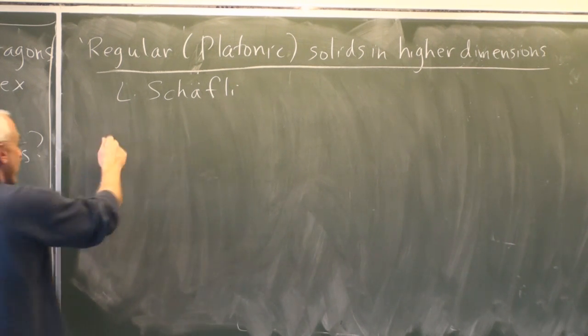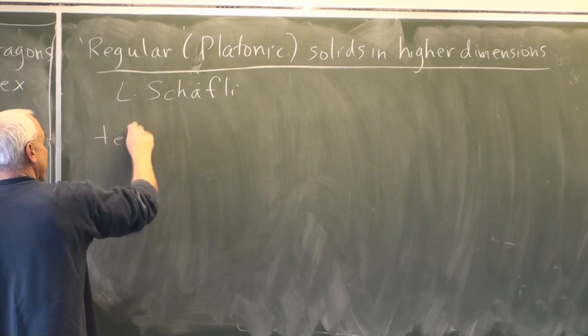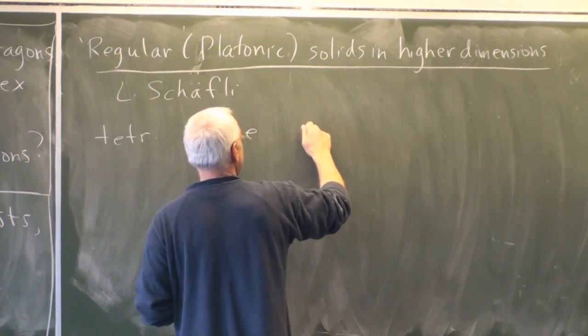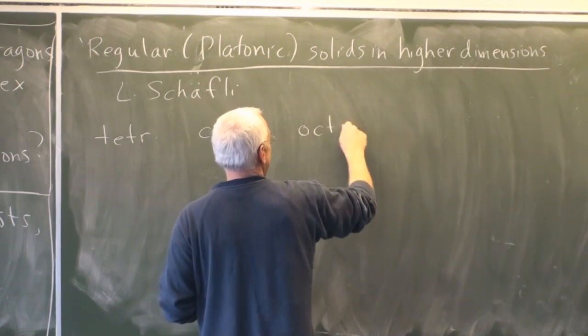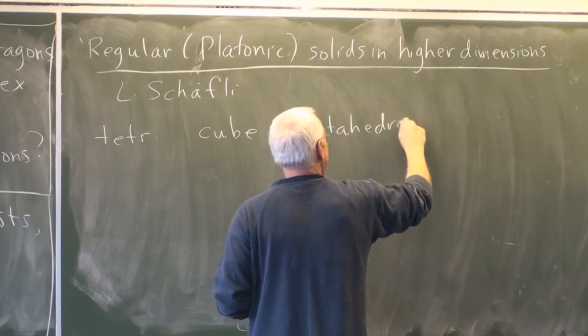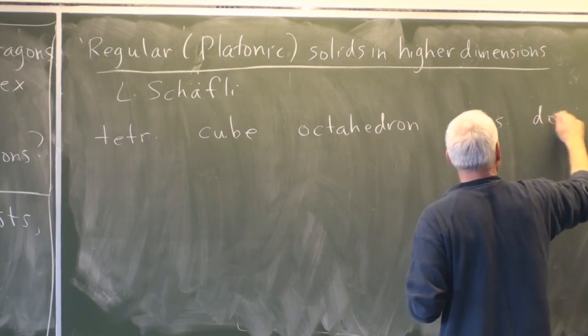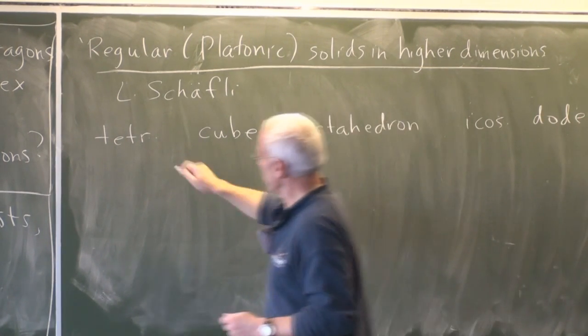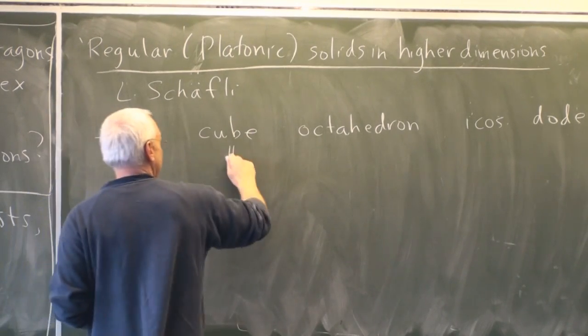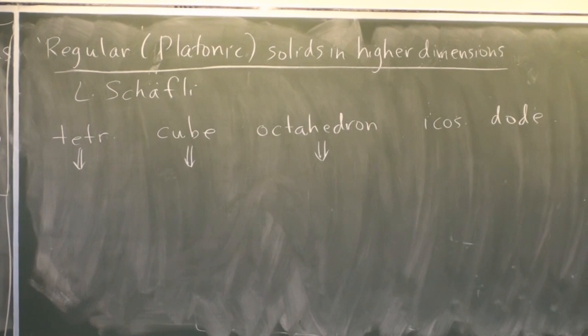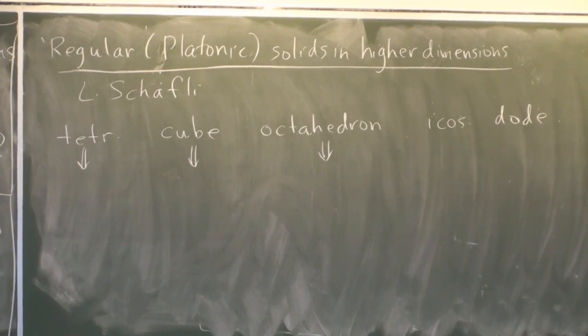So it turns out that of our various families, we have the tetrahedron, we have the cube, we have the octahedron, and then there's the icosahedron and the dodecahedron. These three have analogs in all dimensions. Okay? So I want to briefly describe these. It's reasonably easy to describe what they are.